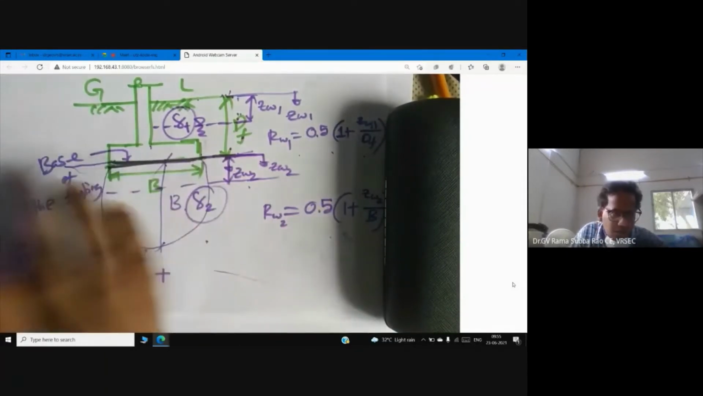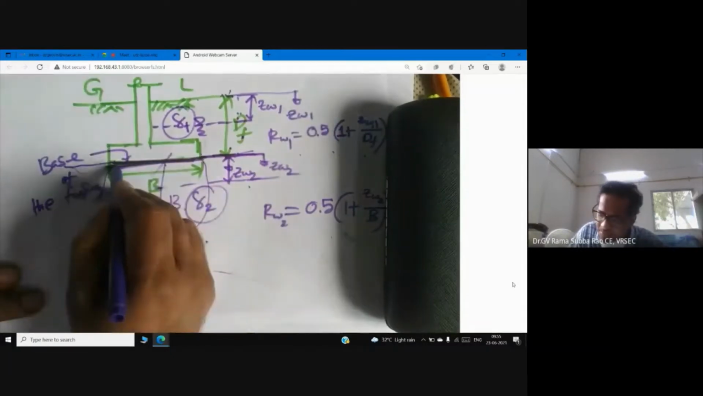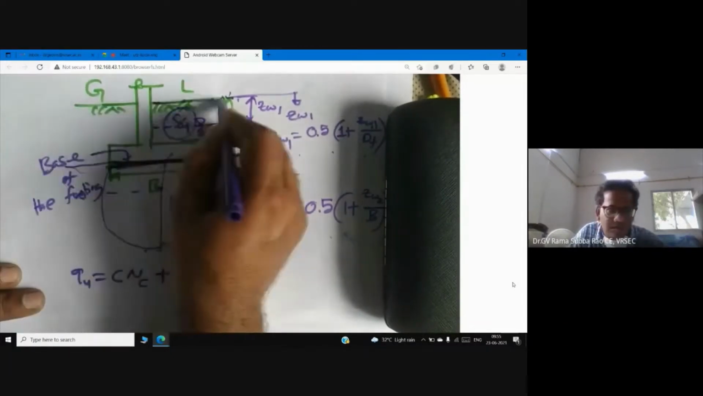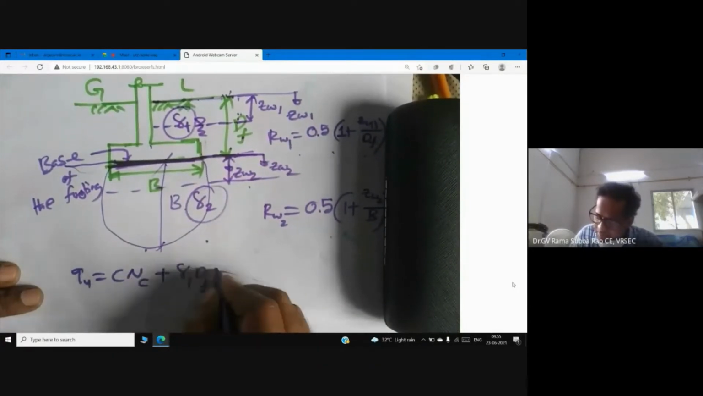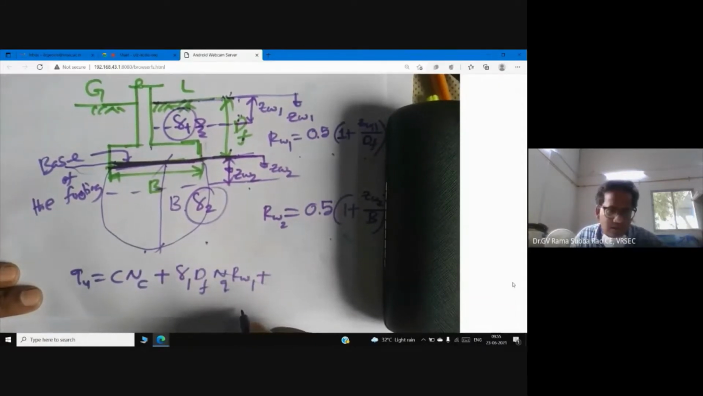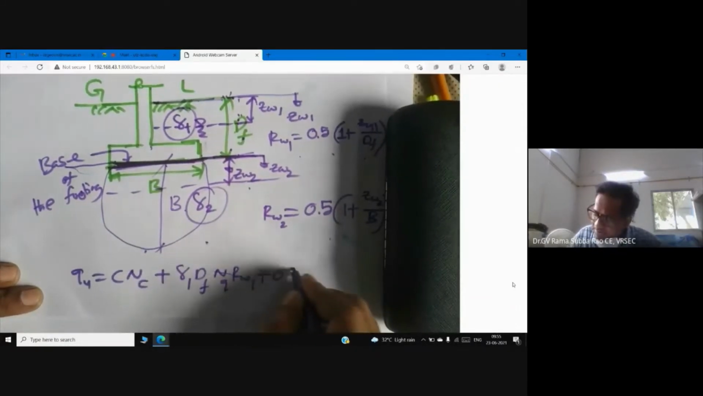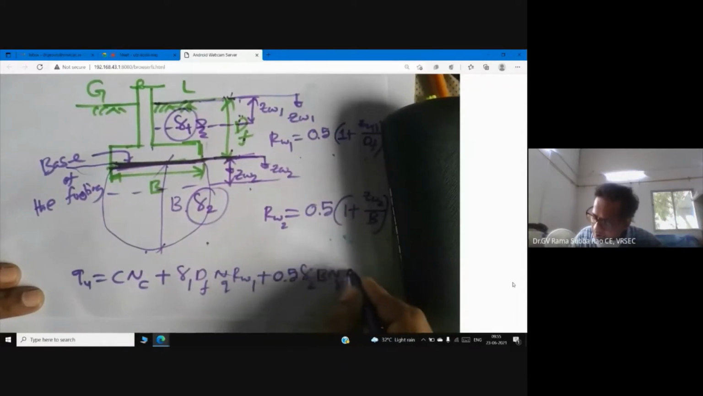Let me tell you, this is the base of the foundation. Here two interfaces are there. One is the base of the foundation, another one is the ground level. Now C N_c, gamma 1 D_f N_q R_w1, plus 0.5 gamma 2 B N_gamma R_w2.